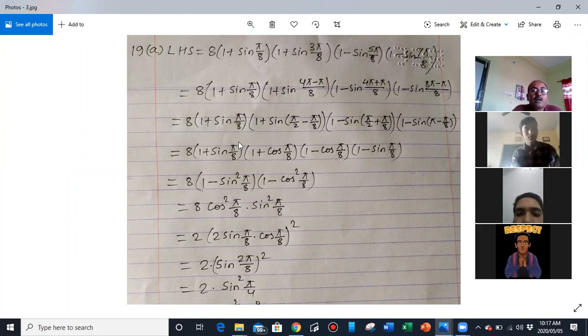Now next line. 8 into 1 plus sin pi by 8. Here it is pi.